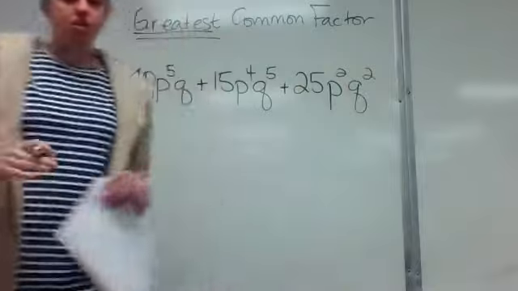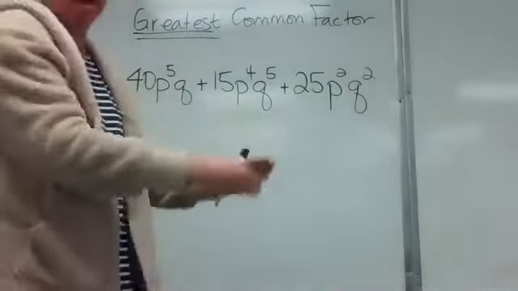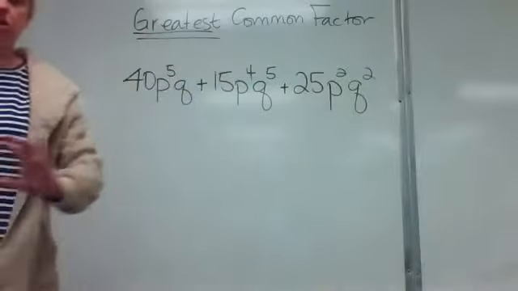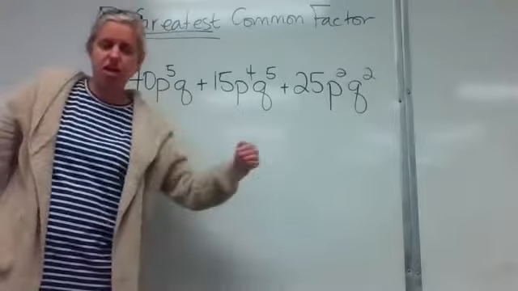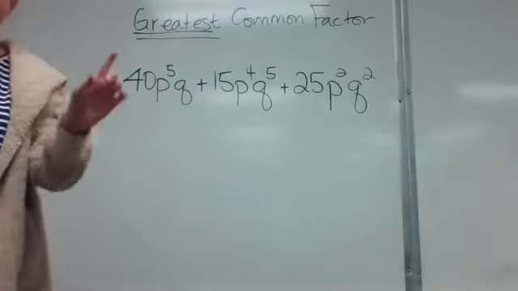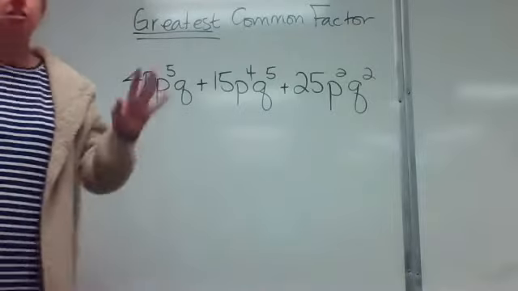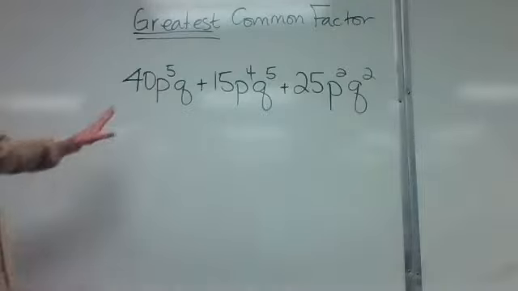All right, now this one seems daunting, but remember, we're just going to take it one thing at a time. We're going to do the numbers, see what's in common with the numbers. Then we're going to see what's in common with P, and then we're going to see what's in common with Q. If you just take it one separate thing at a time, it becomes not as overwhelming.